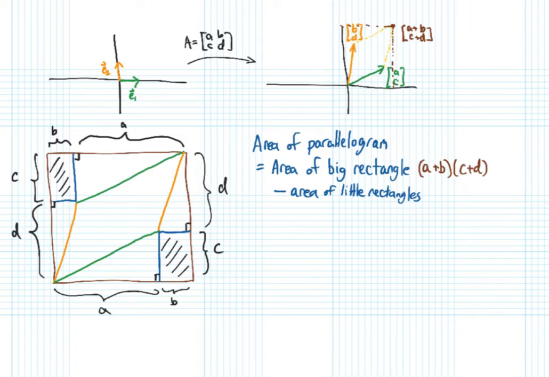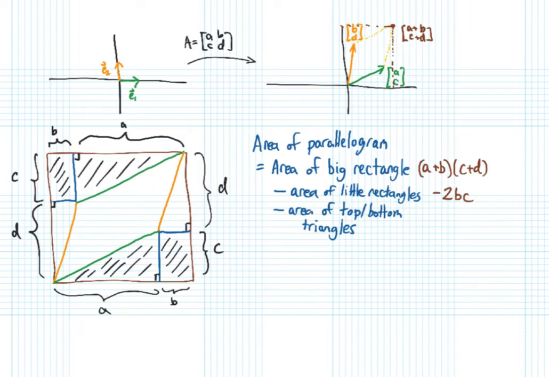And so then from that big rectangle, we can get the parallelogram by cutting out some stuff. One thing we're going to cut out is those little rectangles in the corners. Those rectangles have area B times C, but there's two of them. So we'll subtract 2 times BC. Then the triangles that are on top and bottom have base A and height C. So each of them has area AC over 2. But since there's two of them, the total area is just AC. And then there's the triangles on the left and the right, which have base D and height B. And again, there's two of them, so the total area is BD.